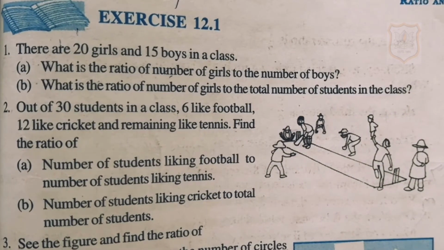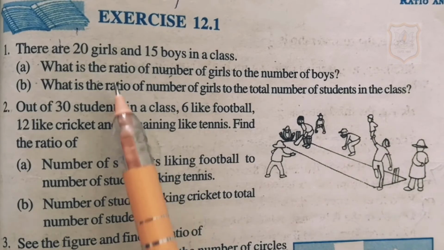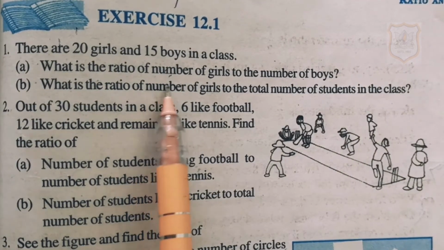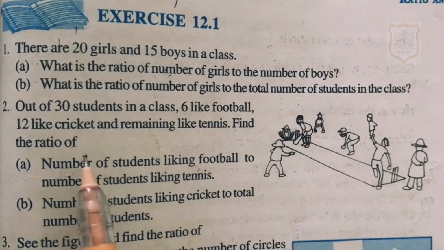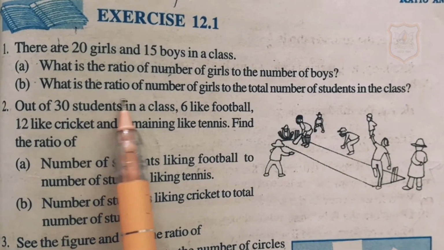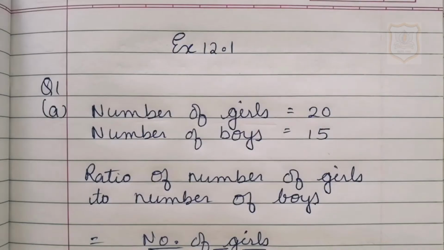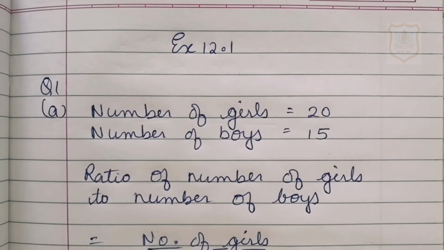Students, here what is given in the question is that in a class there are 20 girls and 15 boys. In A part we have to find out the ratio of number of girls to the number of boys, and in B part we have to find out the ratio of number of girls to the total number of students. Now solution for question number 1 of exercise 12.1.